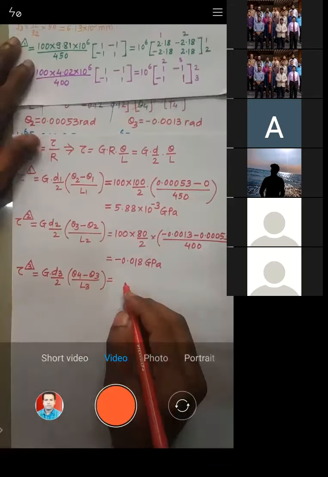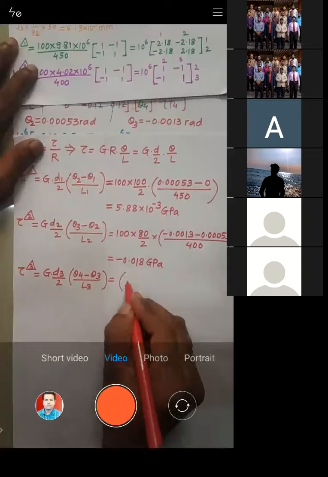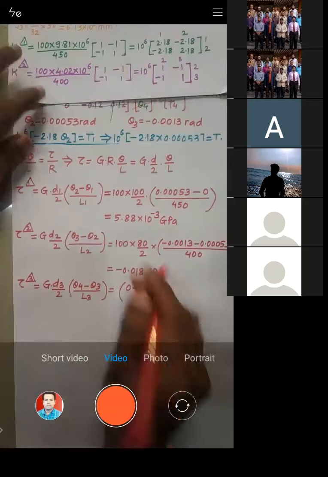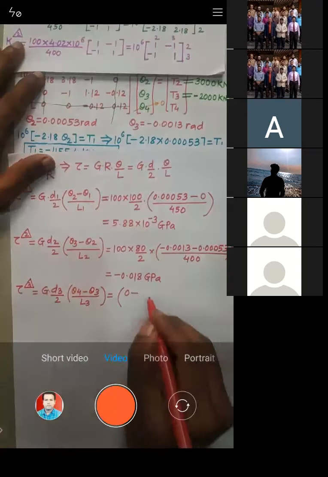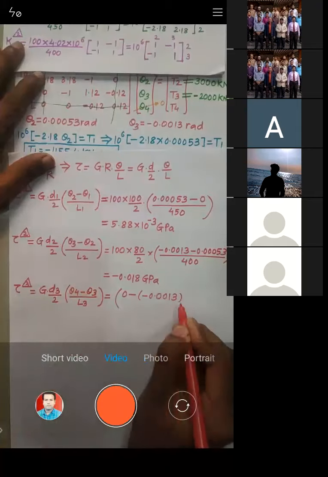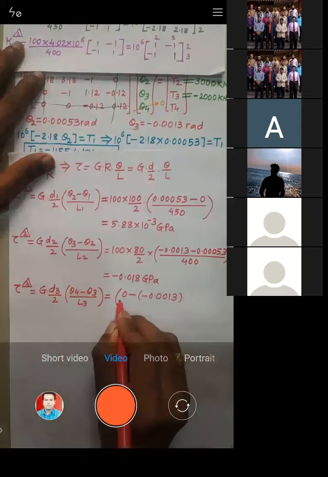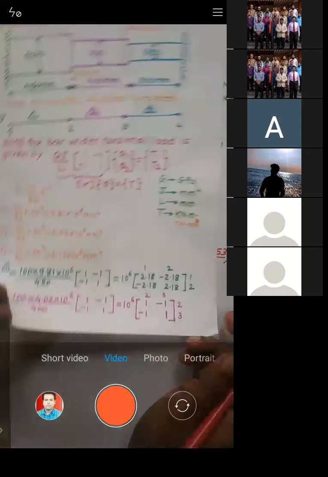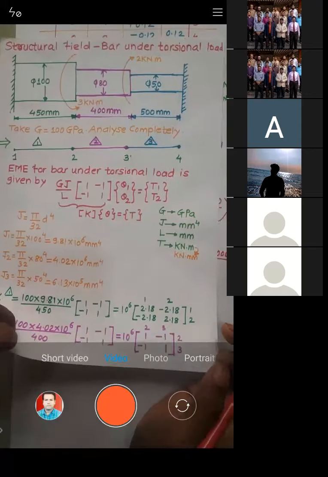So theta 4 is 0. You can check it. Theta 4 is 0 minus theta 3, which is minus of 0.0013, upon length of element number 3. You can see length of element number 3 is 500.